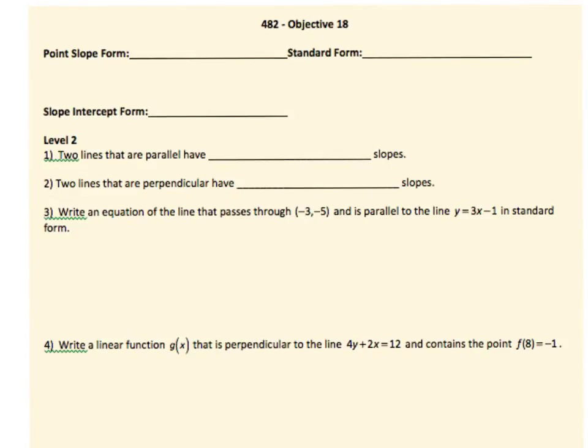Okay, level 2s in Objective 18 are writing the equation of basically parallel and perpendicular lines and figuring out the slopes between the two of them. So before we get going on that, let's talk about the three different forms that we're going to write our equations of our lines in.